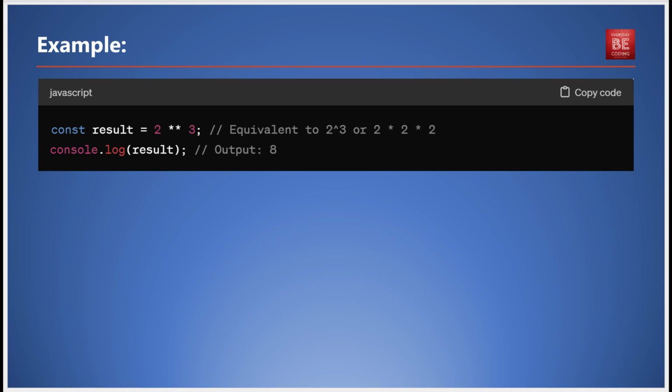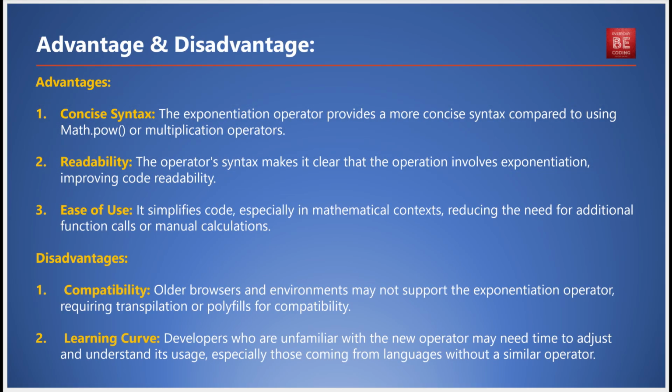As you can see, the code is quite straightforward and easy to understand, even for those who might not be familiar with JavaScript. The advantages of the exponentiation operator are numerous. Apart from its concise syntax, it also enhances code readability. When you see the two asterisk symbols, it's clear that an exponentiation operation is taking place. This operator also simplifies your code, especially in mathematical contexts, by reducing the need for additional function calls or manual calculations.